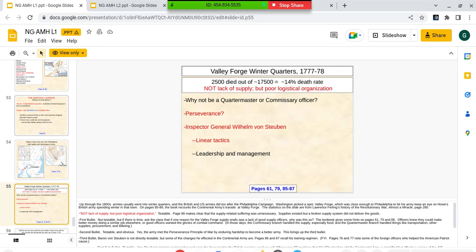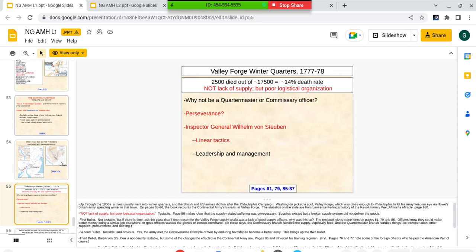So this really tested the Patriots' perseverance, if they were so willing to win this war that they were able to go through all this suffering at Valley Forge of starving and being uncomfortable. It was winter time, so that made it even more miserable because they were all freezing. And so this was all about perseverance. That's the lesson you learn from Valley Forge.